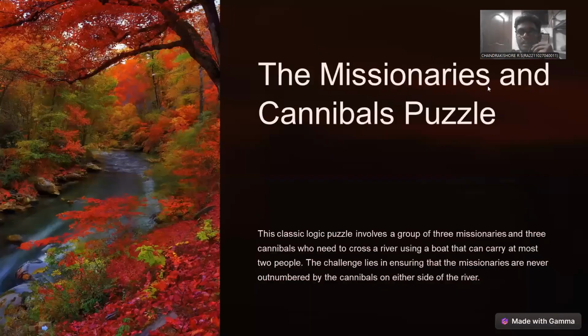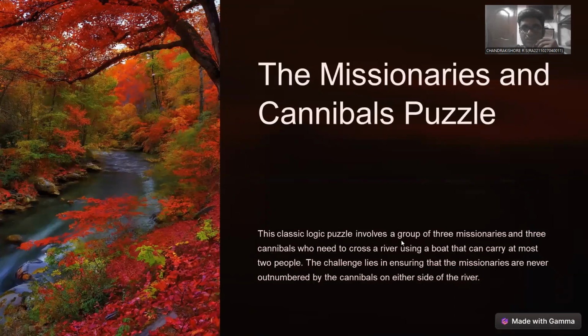The Missionary and Cannibals puzzle. This classic logic puzzle involves a group of three missionaries and three cannibals who need to cross a river using a boat that can carry at most two people. The challenge lies in ensuring that the missionaries are never outnumbered by the cannibals on either side of the river. So this is the main overview of the missionary and cannibals puzzle.